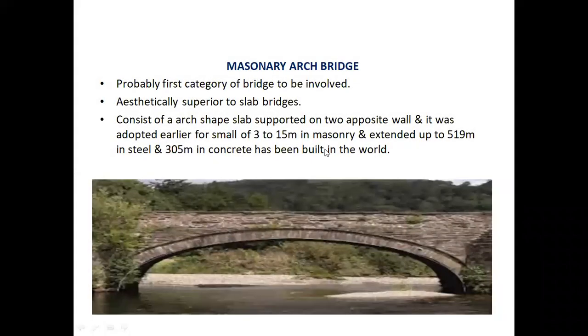Okay, and next one, the masonry arch bridge. These are the oldest forms of bridges. Masonry arch bridges are constructed with masonry stones. As they are the oldest bridges, they are usually superior to slab bridges, and they can usually accommodate a span of up to 3 to 15 meters also.